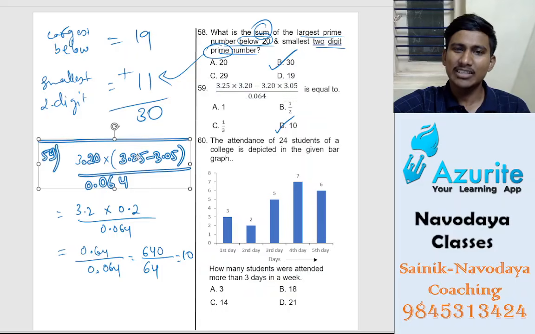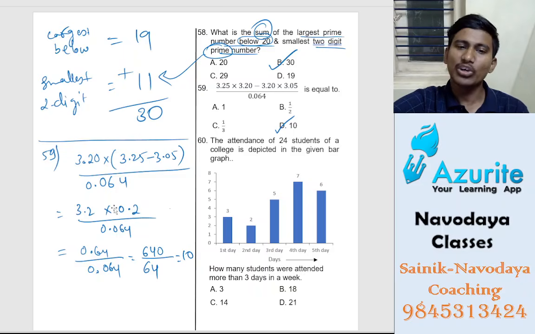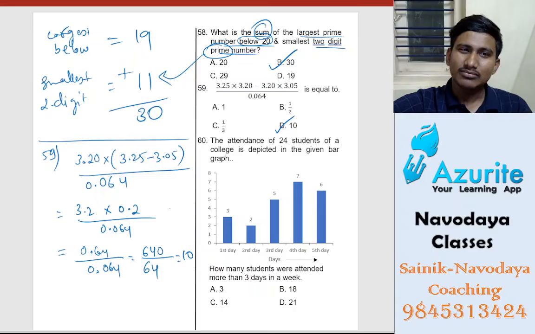So if you subtract them both, you will get 0.2. So 3.20 means 3.2, and this answer, if you subtract, you will get 0.2. Then 0.2 times 32, 2 times 2 is 4, so 64. One decimal here, one decimal here, so two decimals will come, so divided by 0.064. Here there are 3 decimals, right?